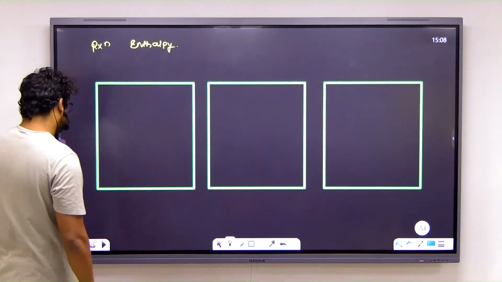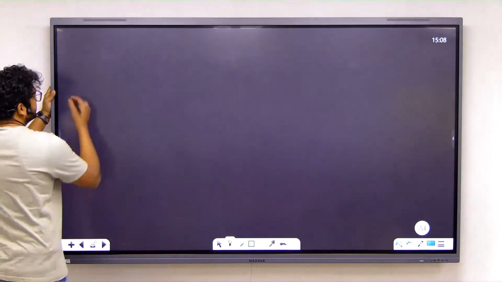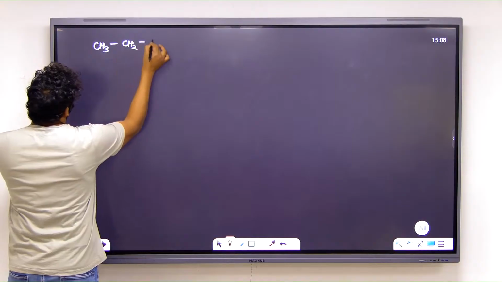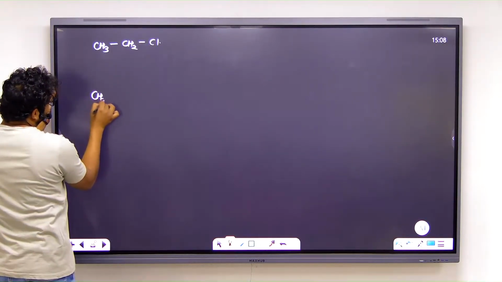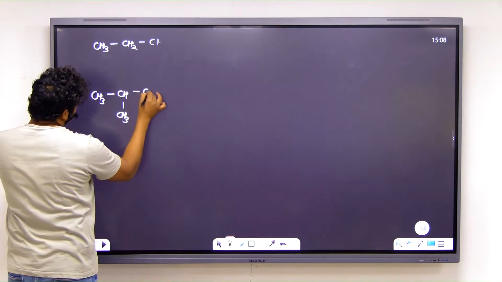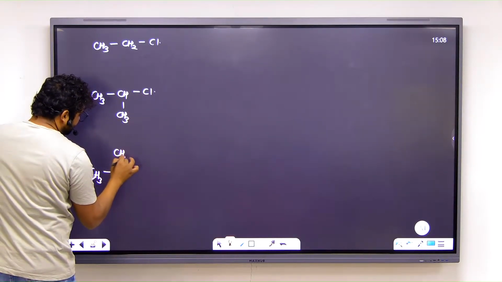You can observe that by having these 3 examples. I have another category, that is a primary alkyl halide. This one is your secondary alkyl halide, and this one is your tertiary alkyl halide.